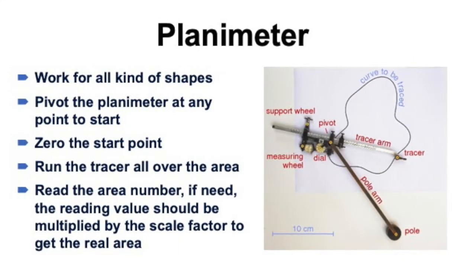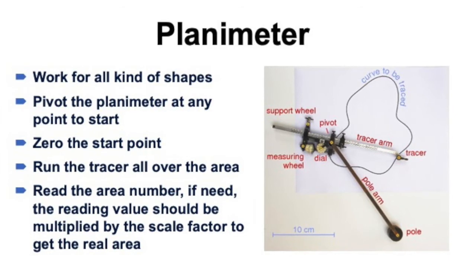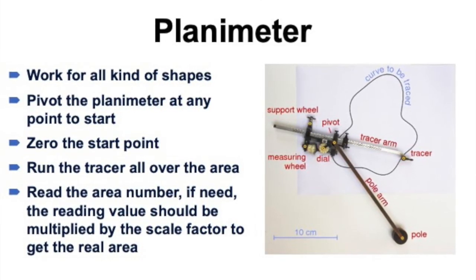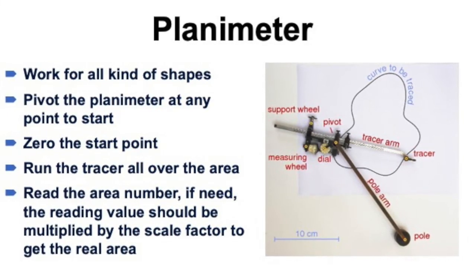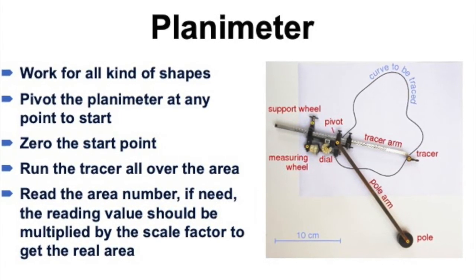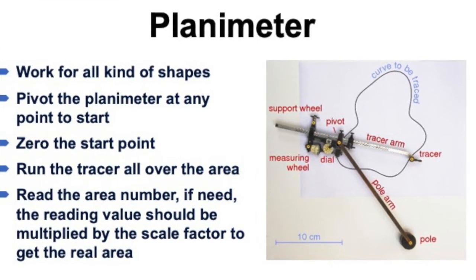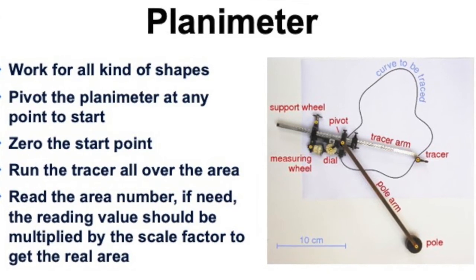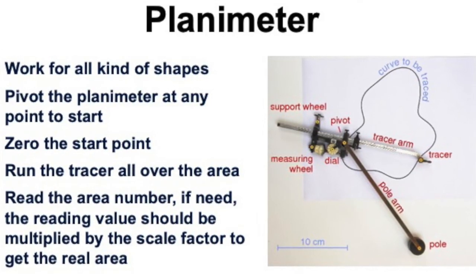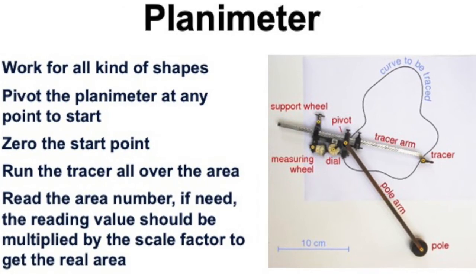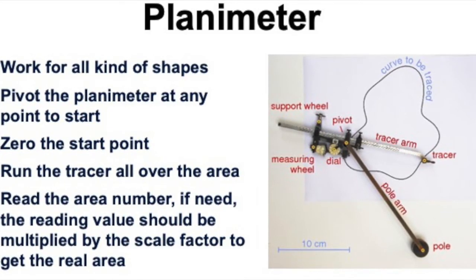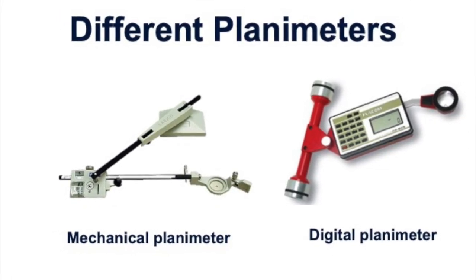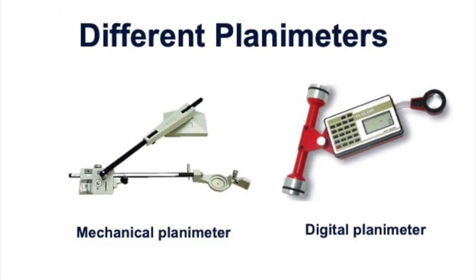A planimeter is a simple tool to directly estimate the area of any irregular shape. Pivot the planimeter at any point on the paper to measure the area of the shape. Zero the start point. Run the tracer all over the area, and then read the area number. If needed, the reading value should be multiplied by the scale factor to get the real area. There may be different types of planimeters, but the principle and use are similar.